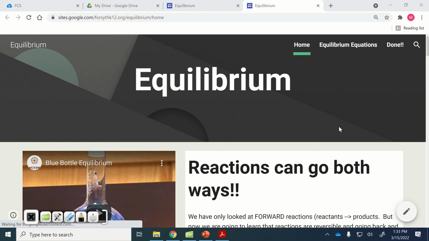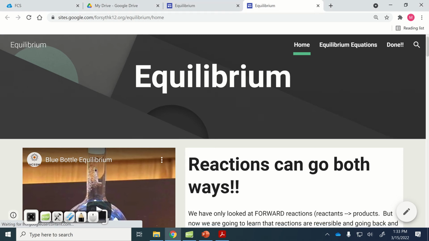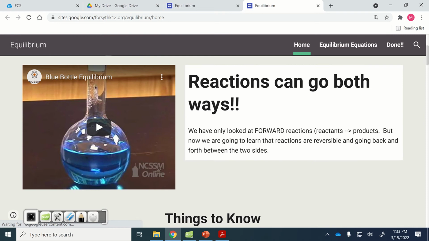We also will eventually look at calculating equilibrium and finding the concentrations of particular chemicals in the chemical reaction, but that will be in another video. So we're mainly just looking at what is equilibrium and how can we affect equilibrium. Those are two huge parts to this particular standard. So moving forward, reactions can go both ways.